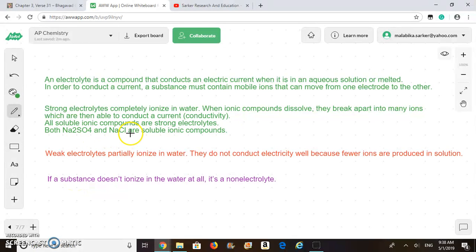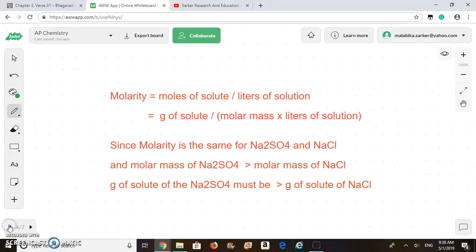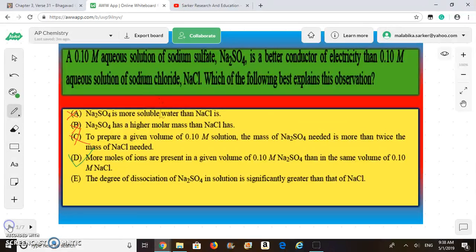But if you are comparing strong electrolytes, you cannot say that the dissociation of sodium sulfate is much higher than that of sodium chloride. So that statement is not true, and of course it is not an explanation for this particular question. So we got our answer. D is the correct answer choice.